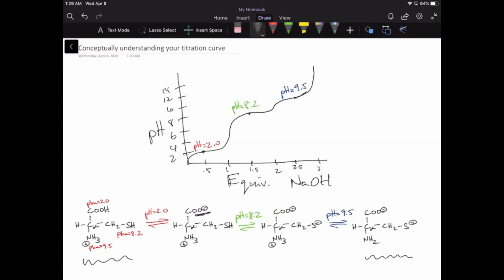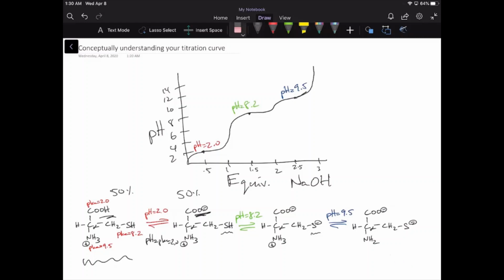So for example, where my pH equals my pKa of 2.0, I'm going to get a 50-50 mix of the weak acid to conjugate base. Same thing if I was at a pH of 8.2: I would get a 50-50 mix of this thiol group in its protonated form as our weak acid, and the deprotonated form as our conjugate base. And same thing at a pH of 9.5, you get the weak acid and conjugate base for the amino group.